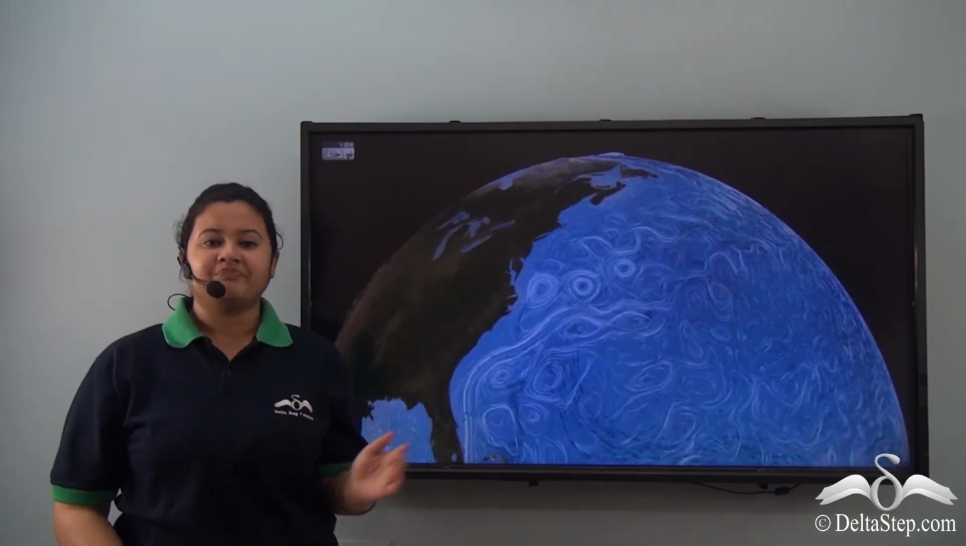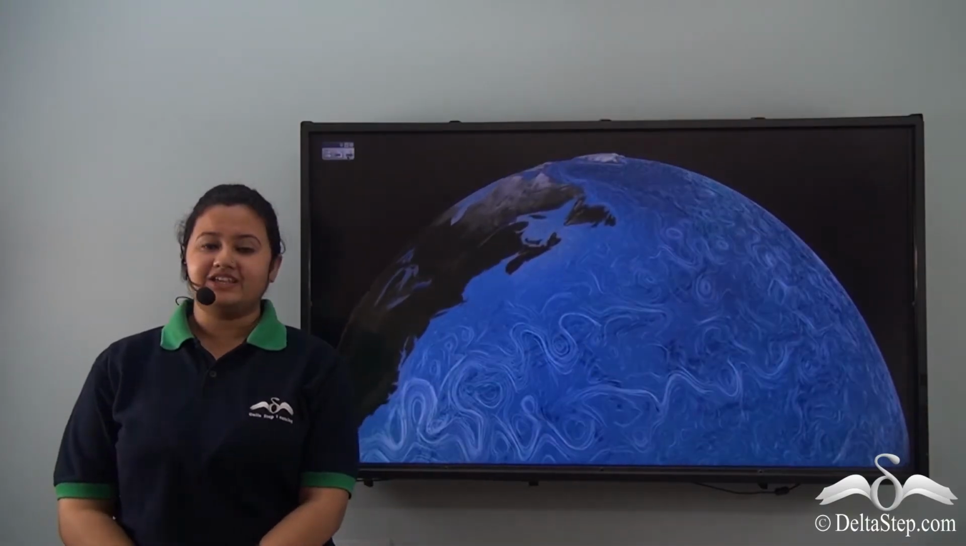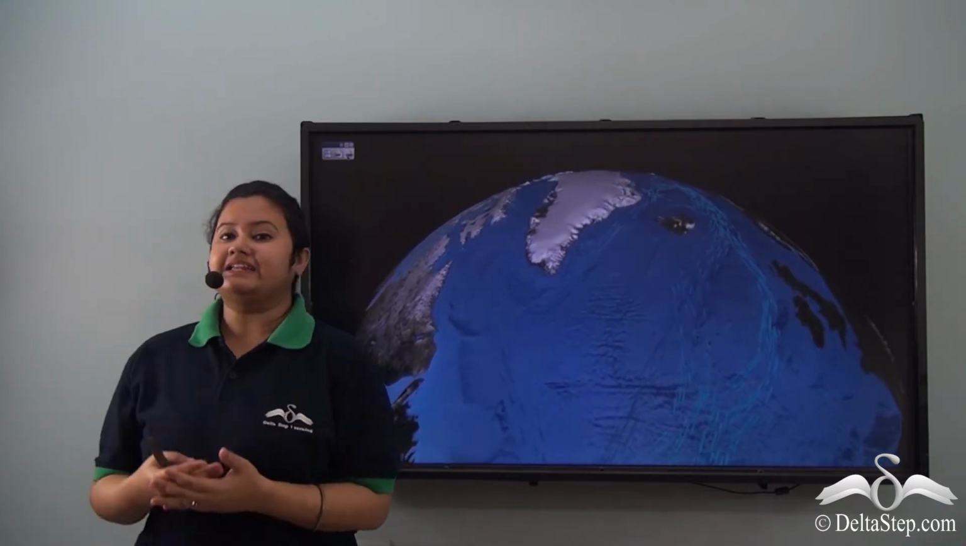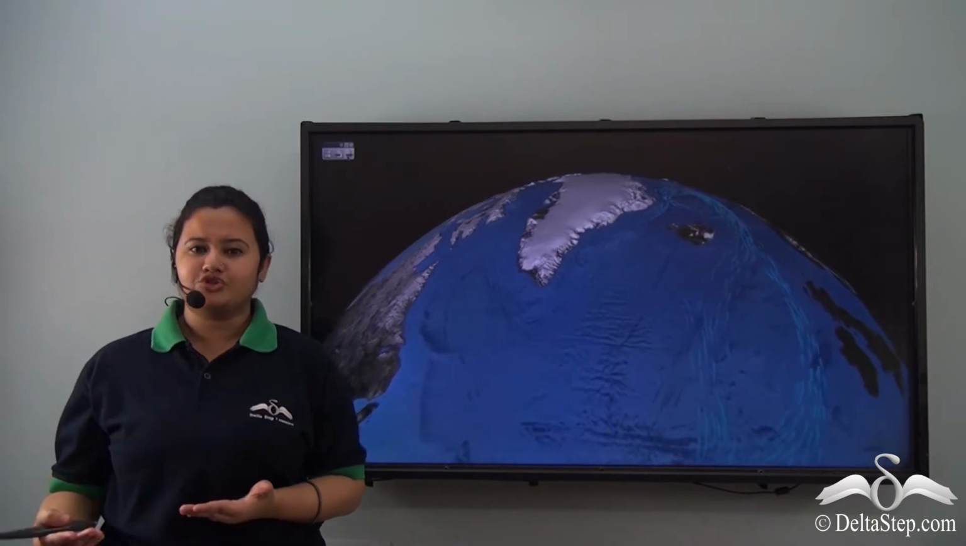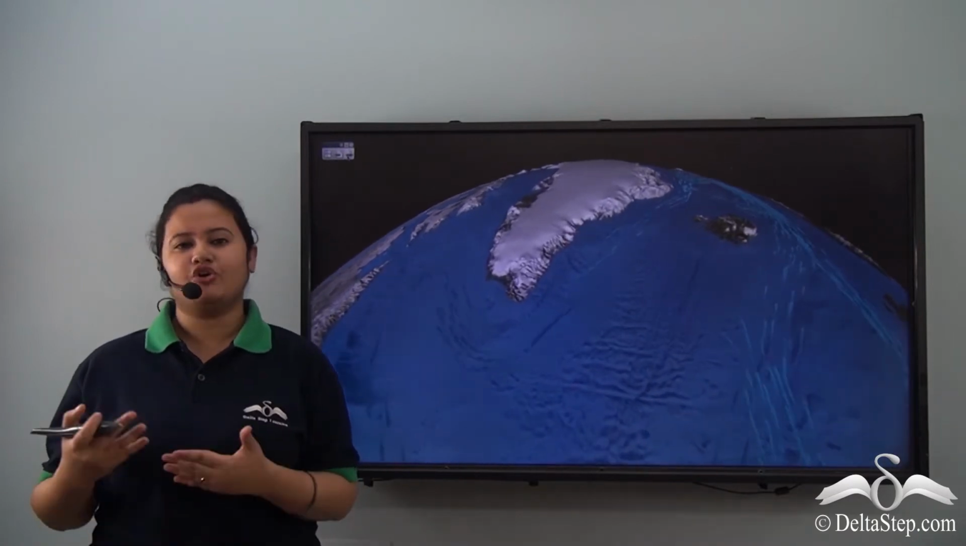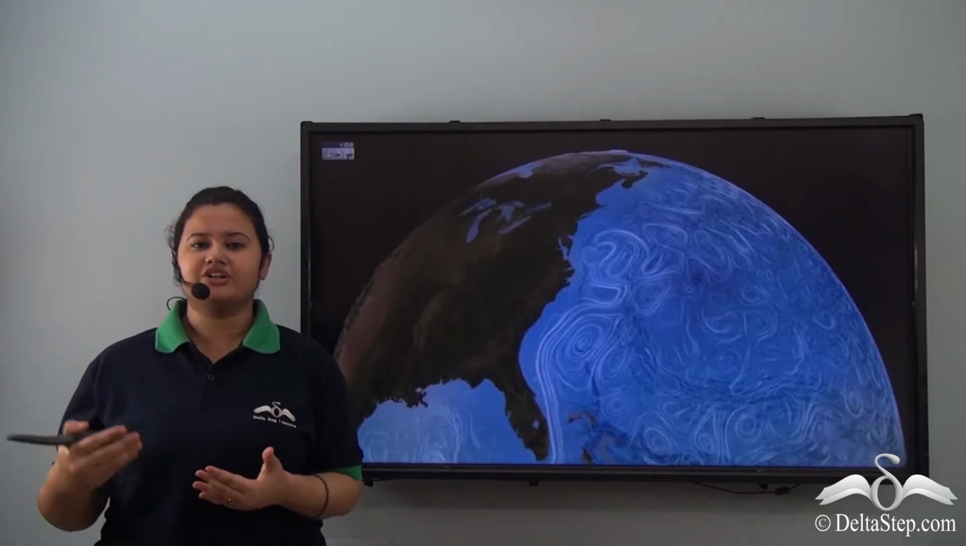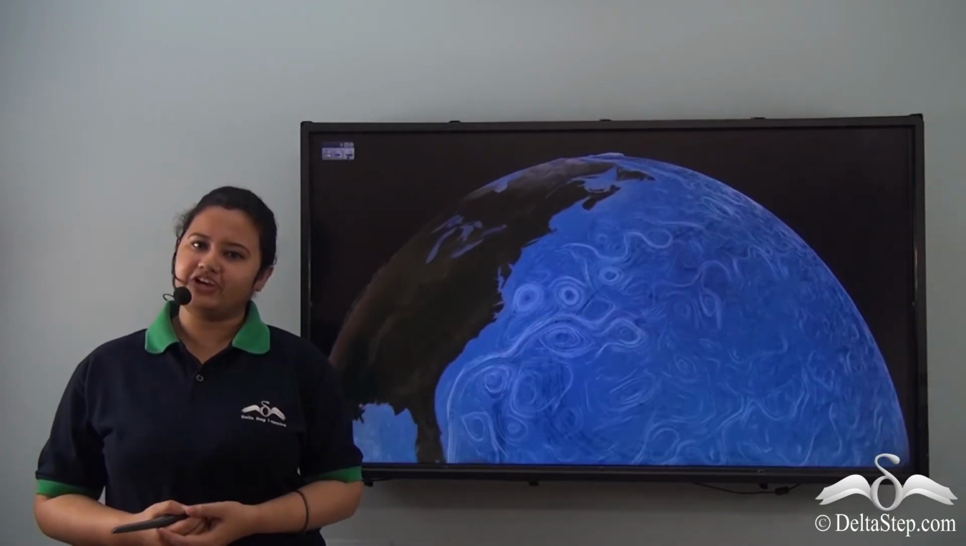Look at this globe. In this globe, we can see swirls or circular motion in water bodies. These swirls or circular motion represent the circulation of ocean currents. So today we will study how ocean currents circulate in the Pacific Ocean.